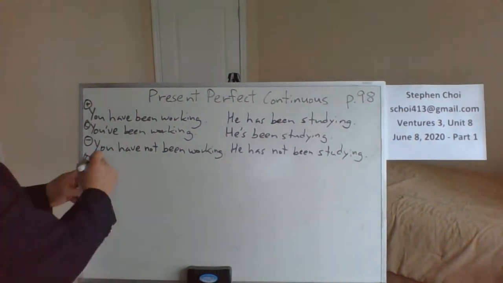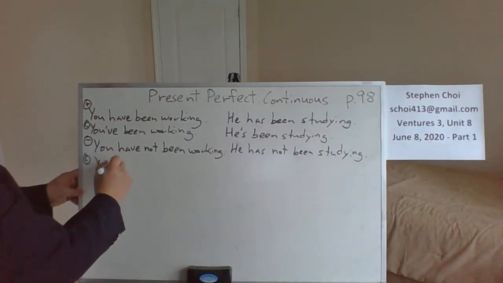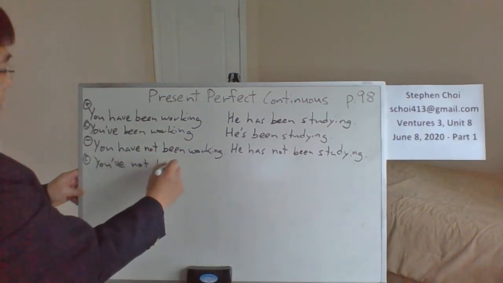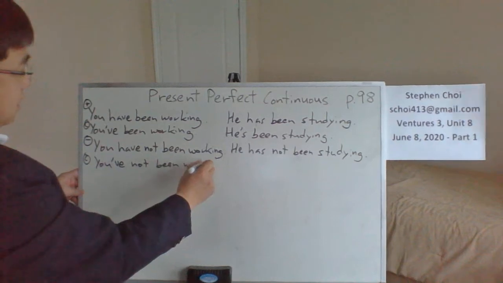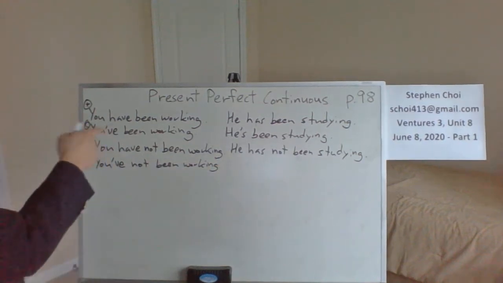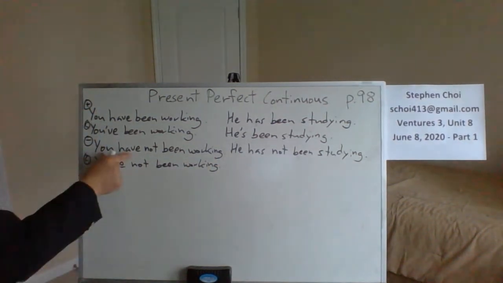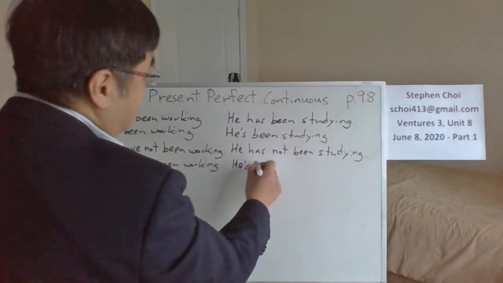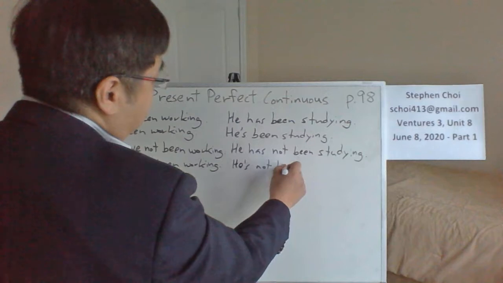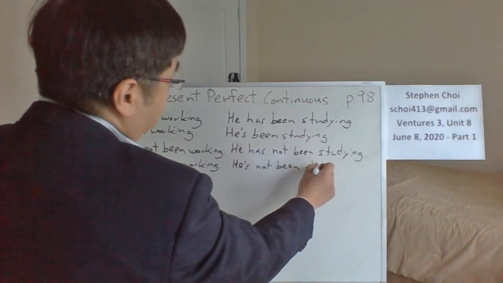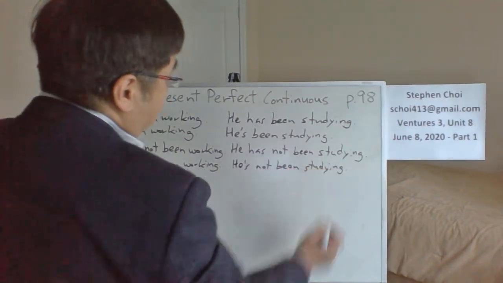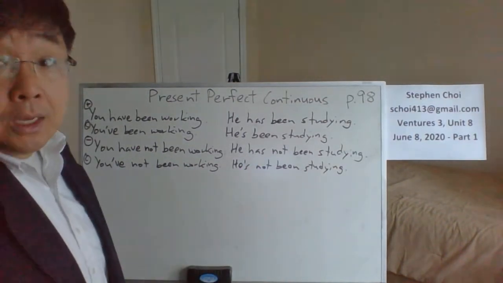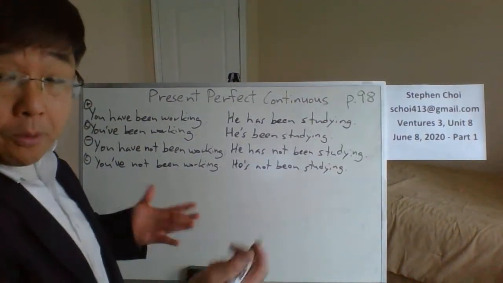Okay, so you can say what? You can say you've not been working. Okay, just like the positive, you can just contract the first two words. You've not been working, or you could say he's not been studying. Okay, so you've not been working, he's not been studying. Okay, you can do that, but that's not the most common way people talk.